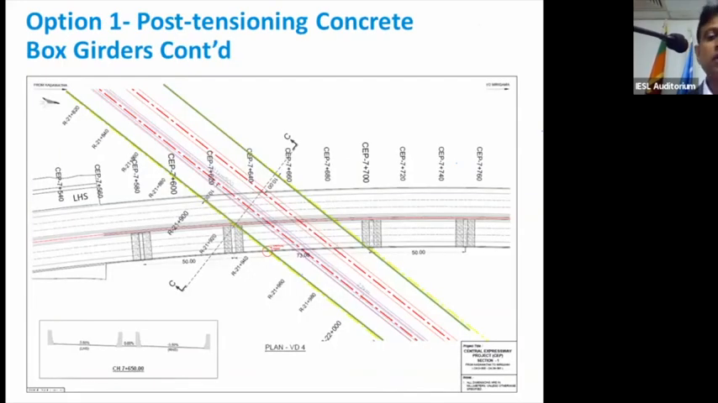So we thought, okay, that structure suits here well, because the green line shows the boundary, and you can't put any piers in between. The piers are outside, hence the post-tension box girder was an option.